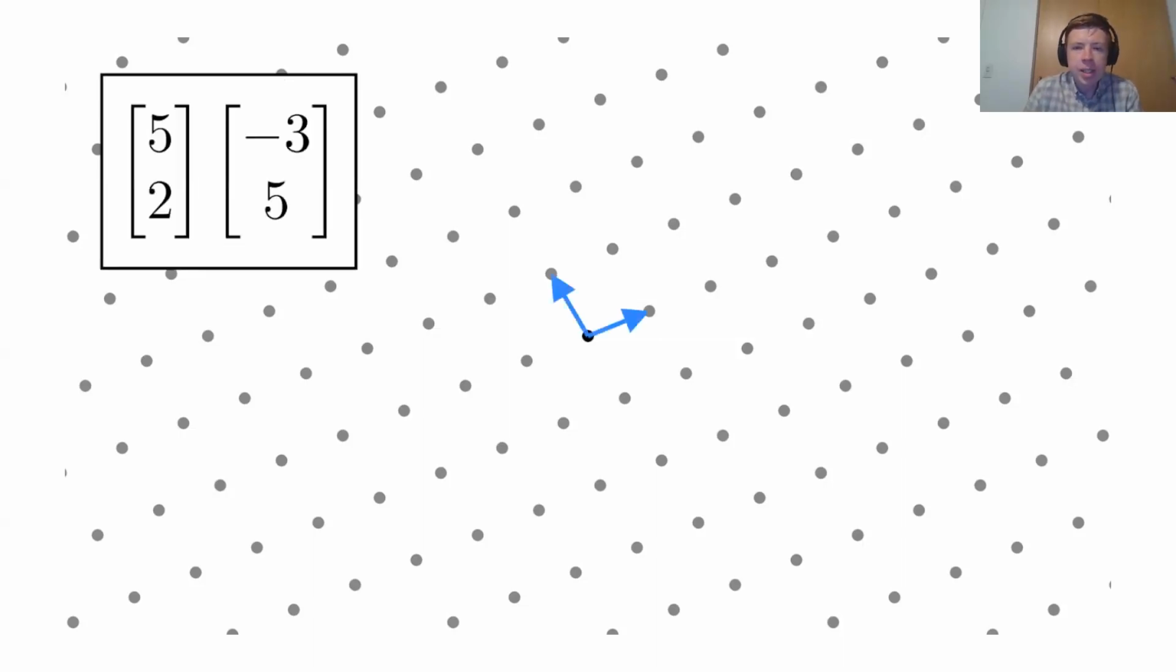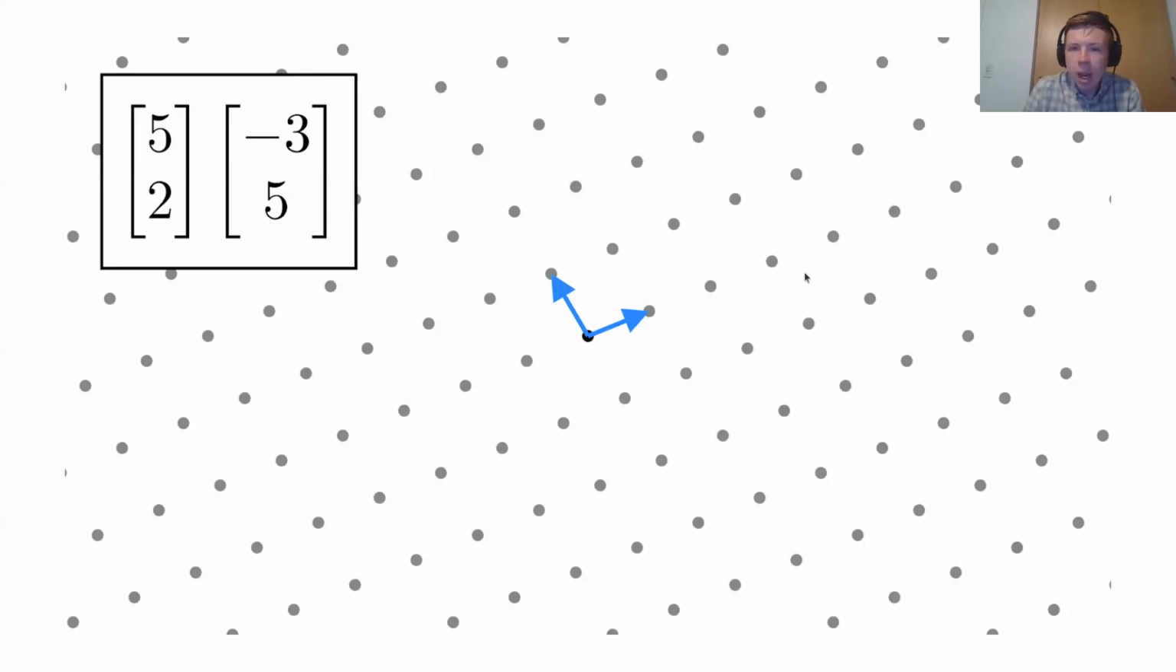To be a little bit more formal about it, you can represent this lattice by a set of two vectors. We've depicted those vectors with blue arrows and given their coordinates there. And now we say that any other point in the lattice, or any other vector in the lattice, can be reached by taking a sum of these two vectors.